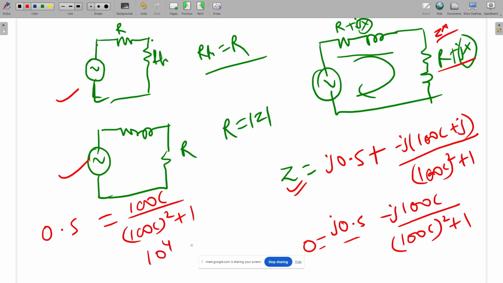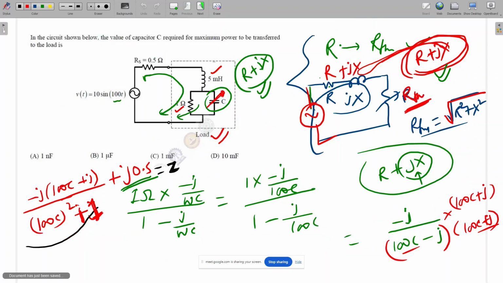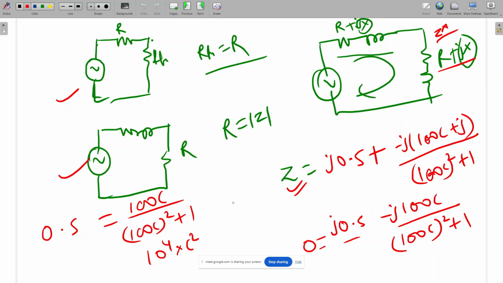So this will be 10 to the power 4 into C square... This is 0.5 or 0.05? 5 milli. So 5 milli into 100 will be 0.5 only. And this will be 100 into minus j. Okay. So 10 to the power 4 into C square plus 1 minus 0.5, so it will be 200C equal to 0.